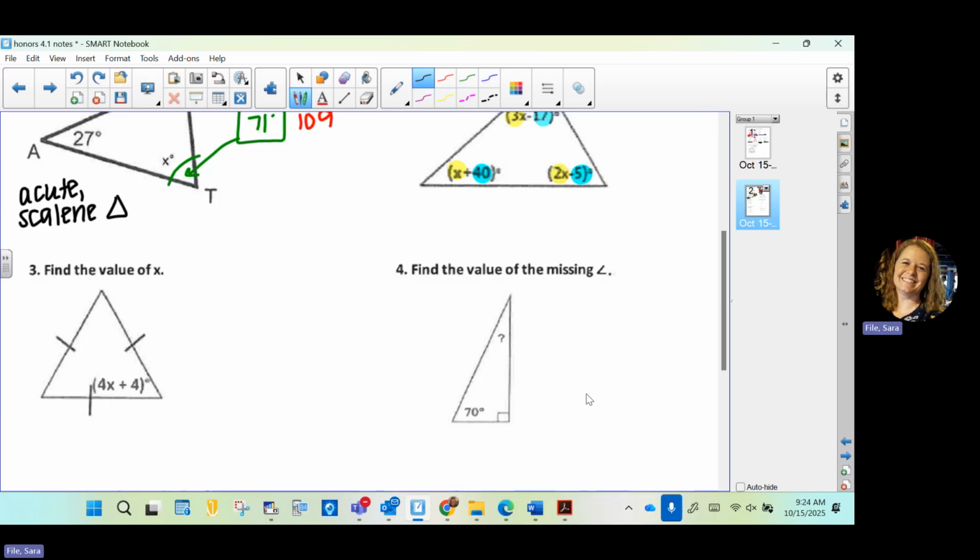Okay, in this number 3, those markings, you've got to know your markings. Same number of tick marks means they're congruent, right? So what type of triangle is this if all 3 sides are congruent? So we've got an equilateral, which means it's also equiangular, right? Yep. So what does that tell me about that angle?